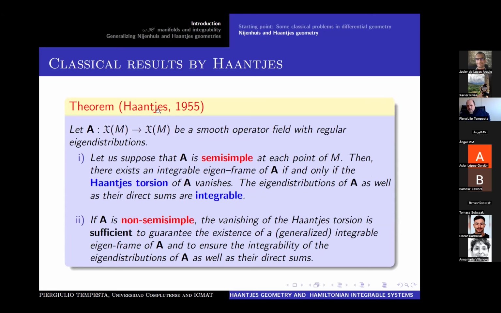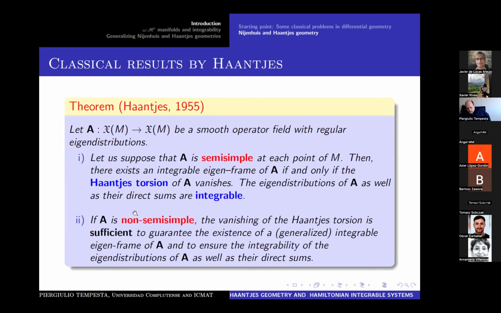So we have an important theorem, this crucial theorem by Haantjes in 1955, which tells us that if we have a smooth operator field with regular distributions, meaning that the Ritz index is constant, and A is semi-simple, then one can construct an integrable eigenframe, meaning a frame of eigenvectors of A, if and only if the Haantjes torsion vanishes. Also, what is fundamental is that starting from this integrable eigenframe, one can prove that the eigendistributions of A as well as their direct sums are all integrable. This is a fundamental criterion of integrability: the eigendistributions of an operator are integrable, as well as the direct sums, if and only if our operator is a Haantjes operator.